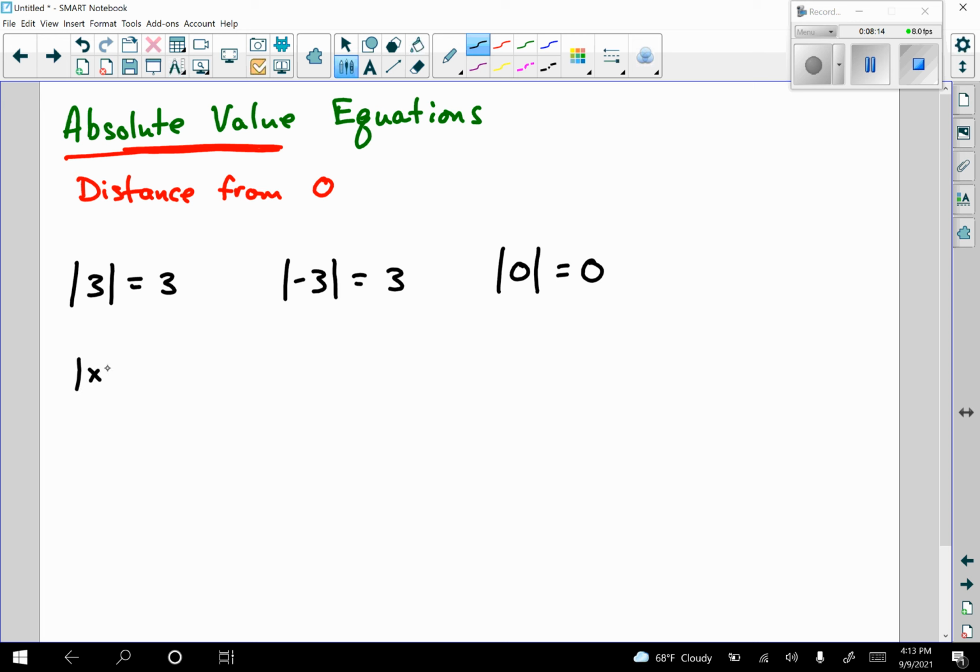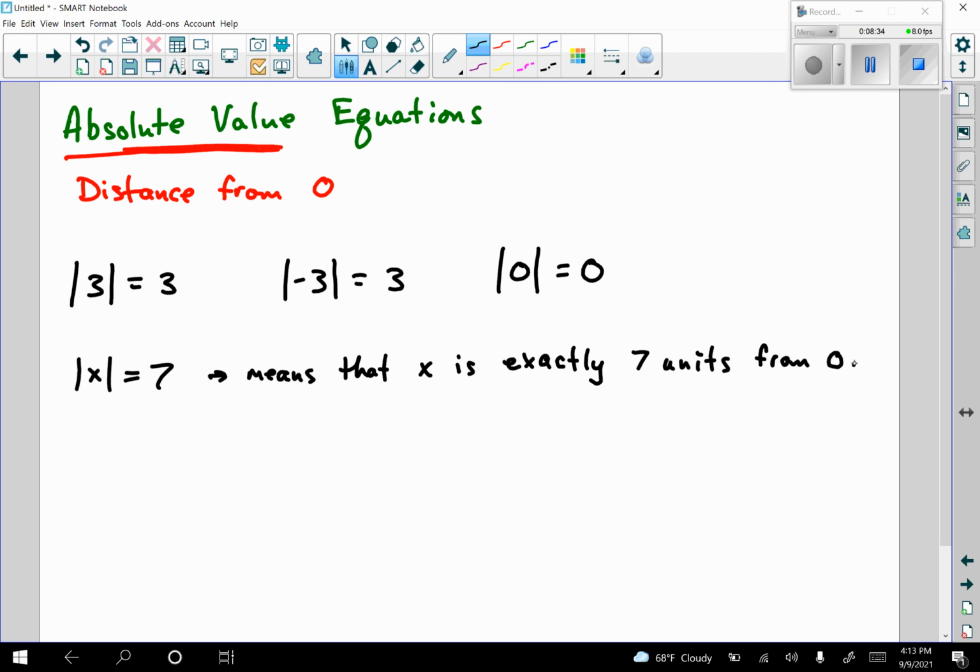But what if something was missing inside the absolute value, and we have something like this? Well, this really means that x is exactly 7 units from 0. So we could have two possibilities, right? Because there's two sides to 0. This means that x could either equal a negative 7 or x could equal a positive 7. If you were to take the absolute value of either one of those, you would get a positive 7. So it's really asking us to find a number whose distance from 0 is 7. So we have negative 7 and 7.